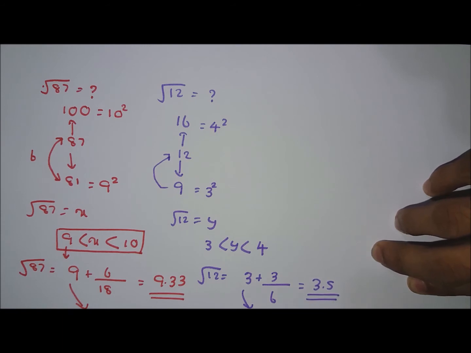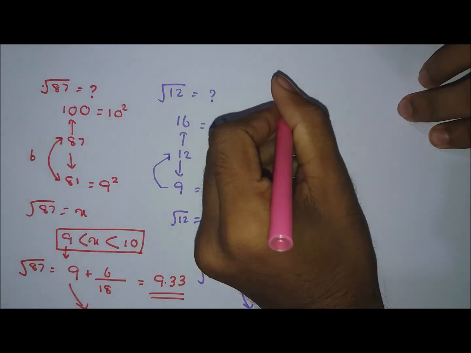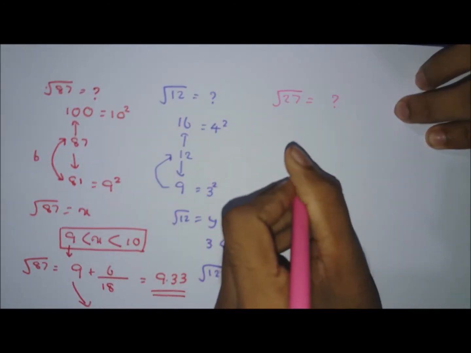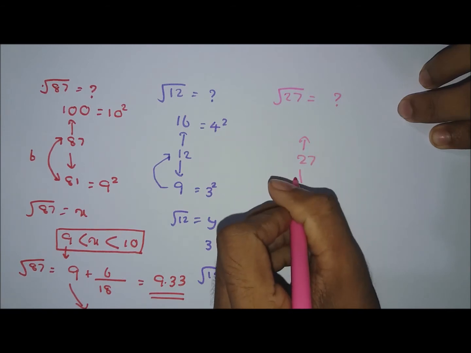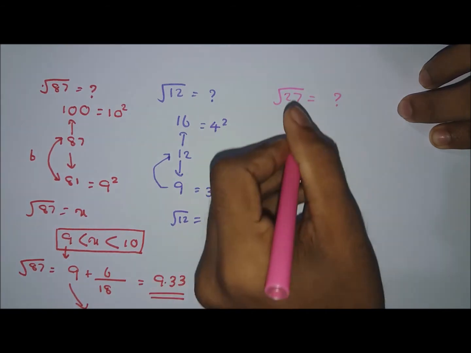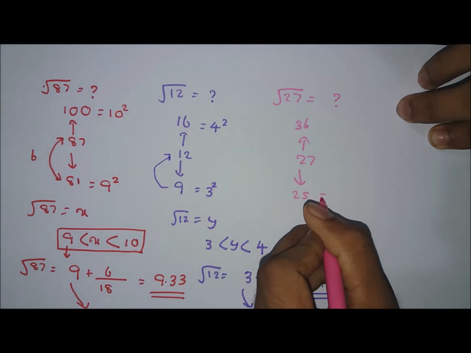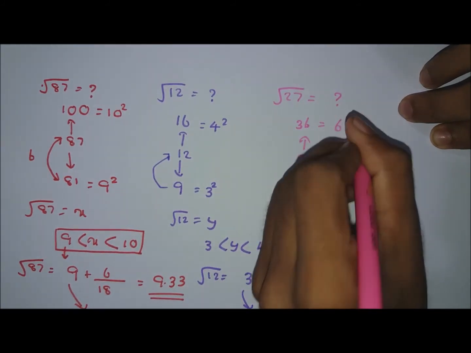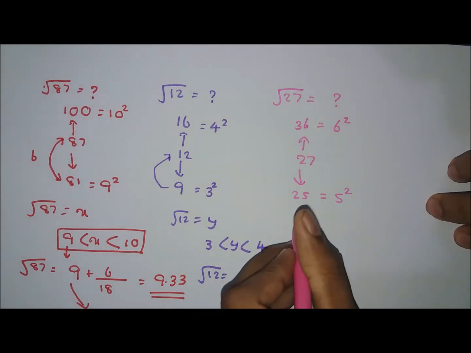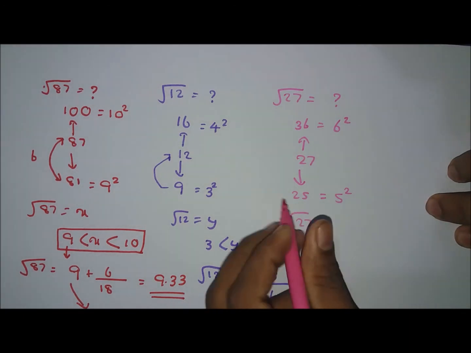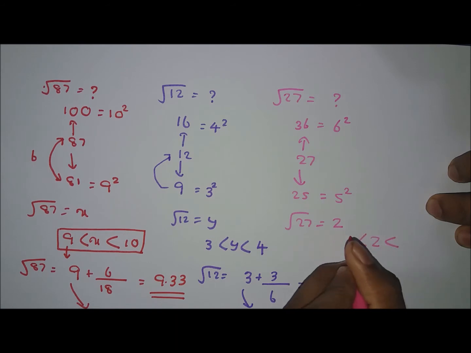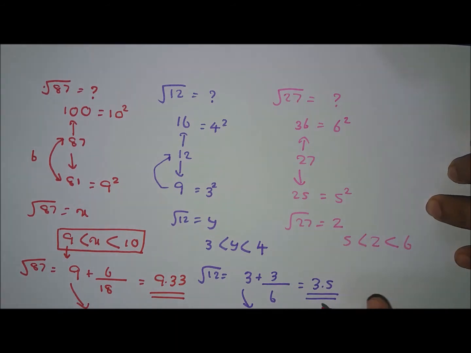Next, let's consider another example. We have to find the square root of 27. We know 27 lies between 25 and 36. 25 is the square of 5 and 36 is the square of 6. And z lies between 5 and 6. And let's take the answer.